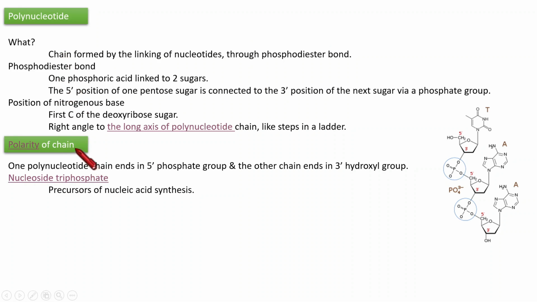So that's regarding the polarity of the two polynucleotide chain. And then we need to understand about nucleoside triphosphate. For example, ATP is a nucleoside triphosphate. Adenosine triphosphate. What is this? What is its role in forming the nucleic acid? Actually, this nucleoside triphosphate, all nucleoside triphosphates are the precursors of nucleic acid synthesis. How it acts as a precursor? That I will show you in an image.